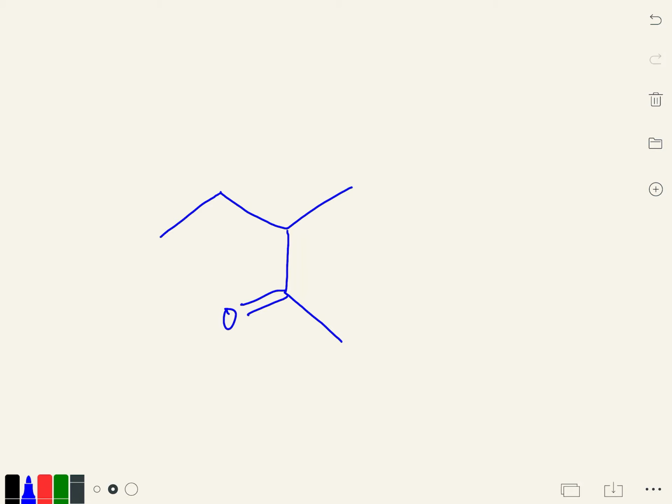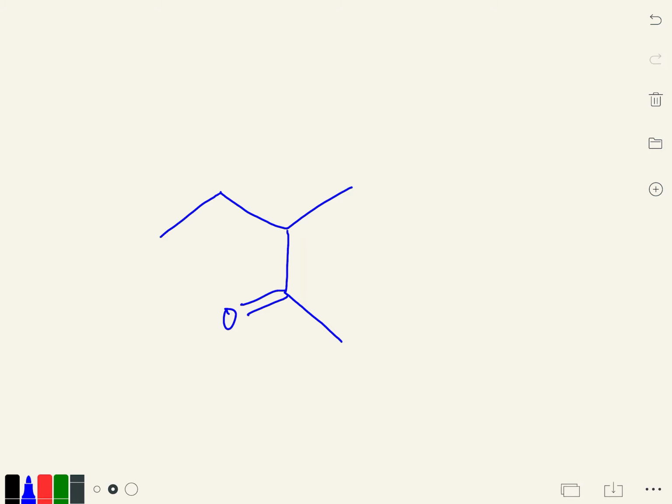Those kind of brain puzzle type, brain flexing type problems are going to help you in this class, though you're not going to be drawing too many things on the exams. But definitely try naming and drawing. 4-hydroxy-4-methyl-2-pentanone. Try to draw it. That'll be good practice.